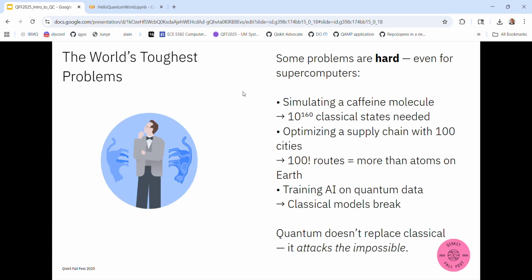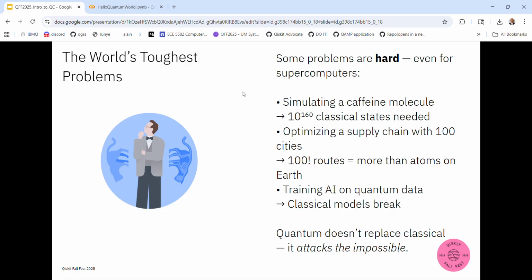So, some problems are so hard that classical computers cannot solve them. And I don't mean today's classical computers. I mean there does not exist a classical computer that can solve these. To simulate a caffeine molecule, you need 10 to the 160 classical states. A truly mind-boggling number of states.